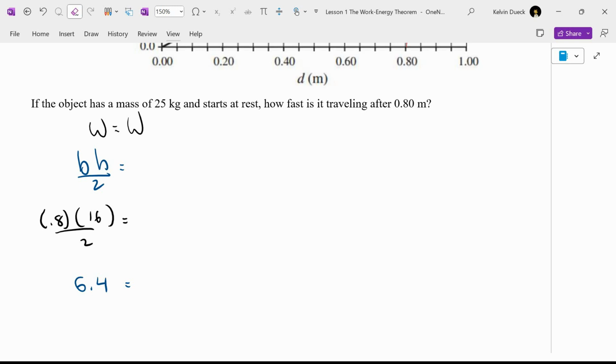I'm going to use the definition of work that had a speed in it. I'm going to use the work energy theorem. I'm going to go change in potential plus change in kinetic.